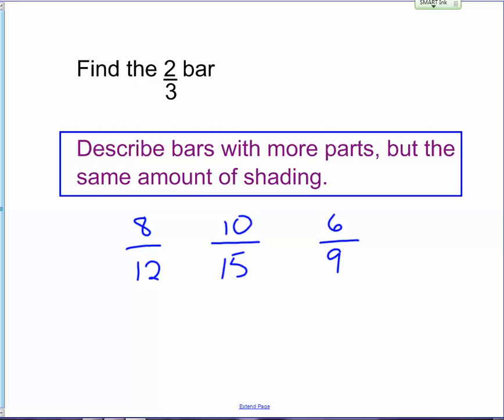And then I had you imagine the 2/3 bar with more parts but the same amount of shading, and you came up with this: if we broke them each into 4 parts, they'd be equal to 8/12. If we broke them each into 5 parts, it's 10/15. If we broke them each into 3 parts, it's 6/9.